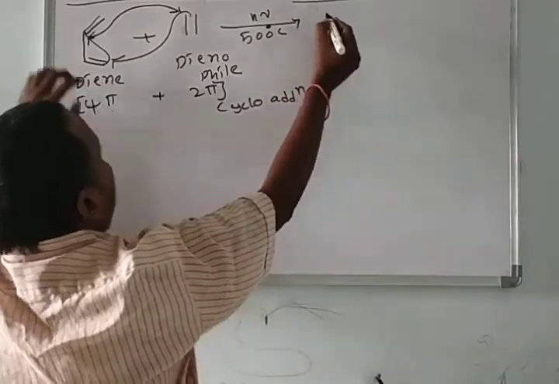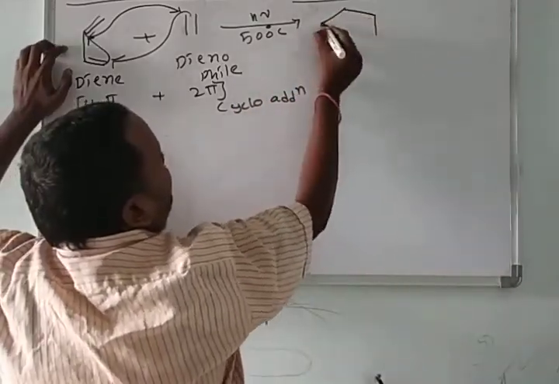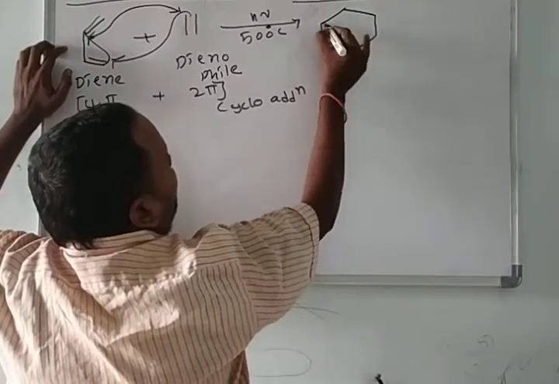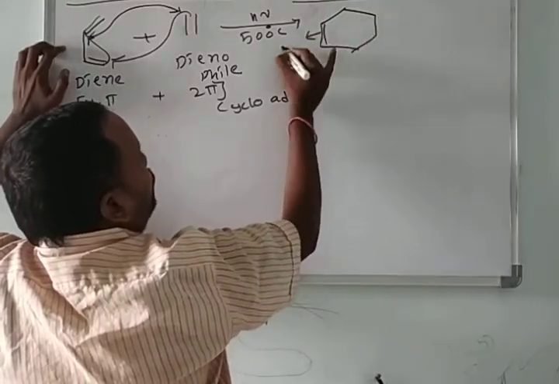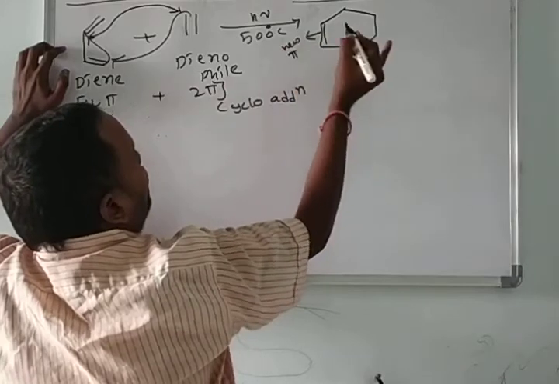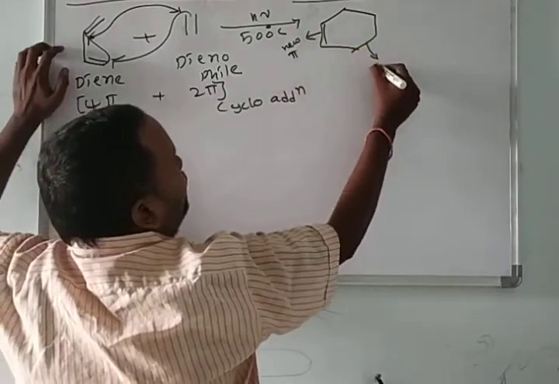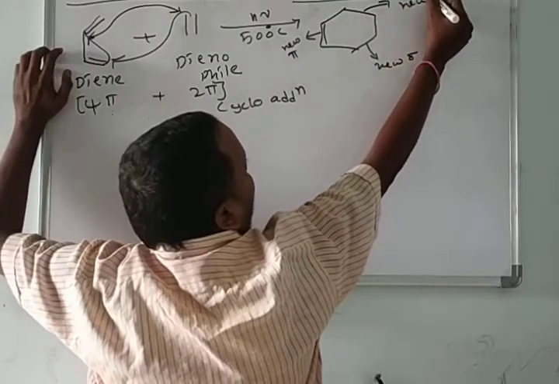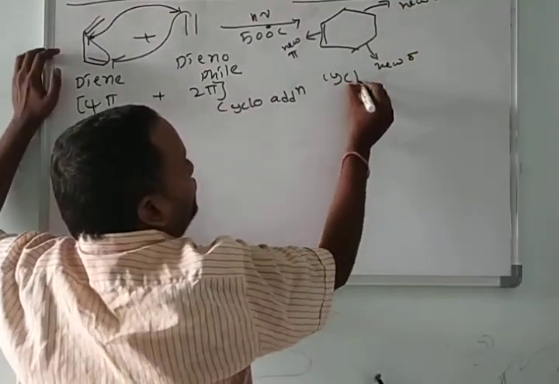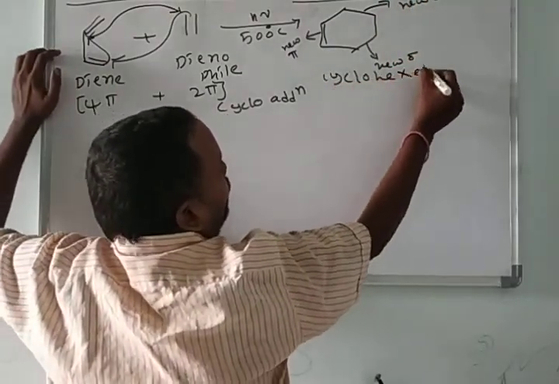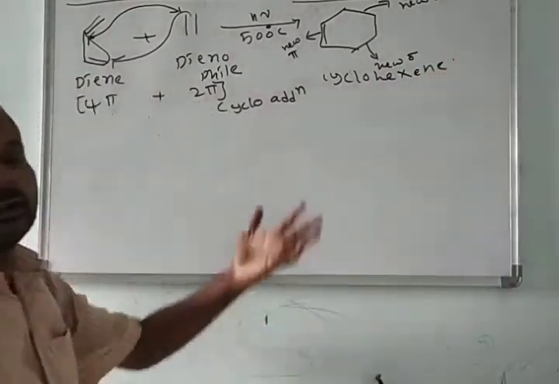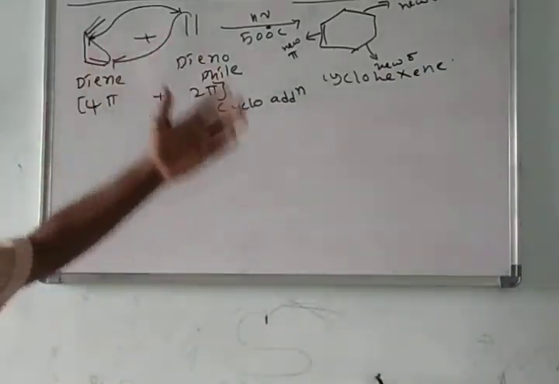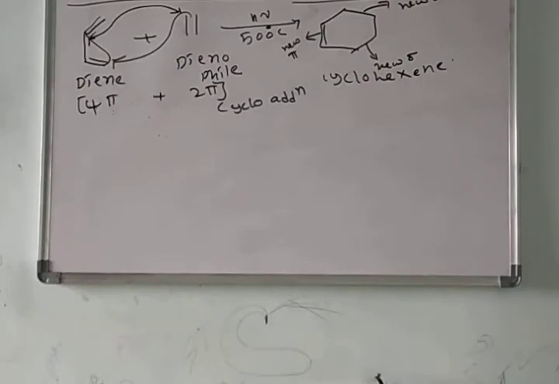Here we get a cyclic compound with a double bond. This is the new pi bond. This is a new sigma bond, and this is also a new sigma bond. Cyclohexene was formed. That's why this is considered a cycloaddition reaction. It is a green reaction.